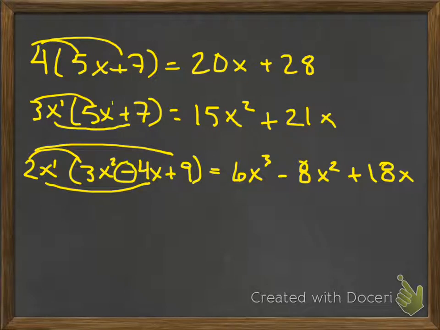Now notice here I said that as a negative, and I said this as a positive. So I said positive 2 times negative 4 gave me a negative 8. I did treat that minus as a negative as I'm doing this multiplication.